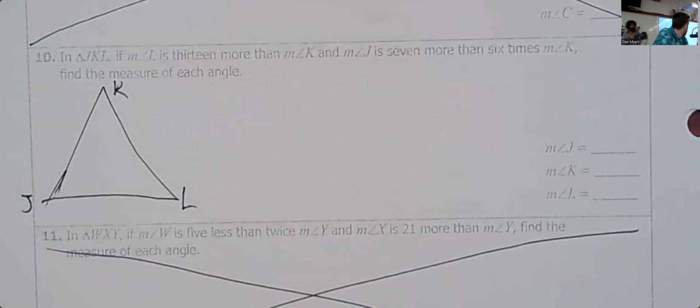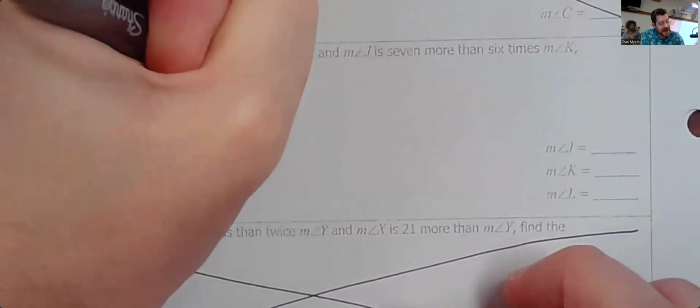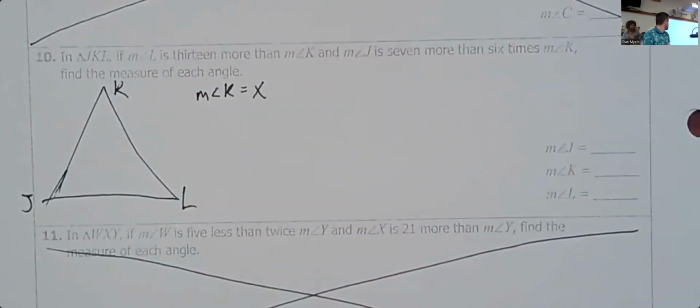And so this goes back to like unit 1. Whichever angle or whichever thing has the fewest words written about it, that's going to be X. So we're going to say the measure of angle K equals X. The thing that has the least written about it will be X. Everything else will be compared to that.